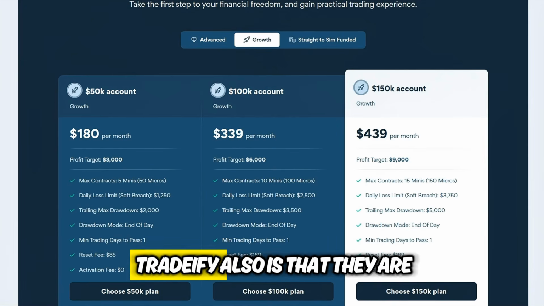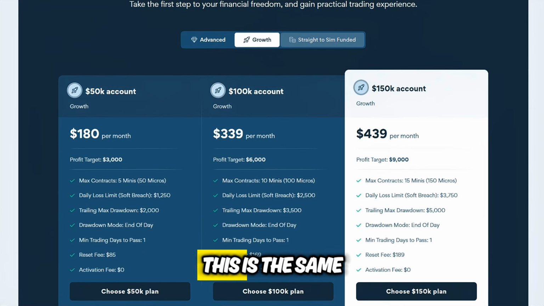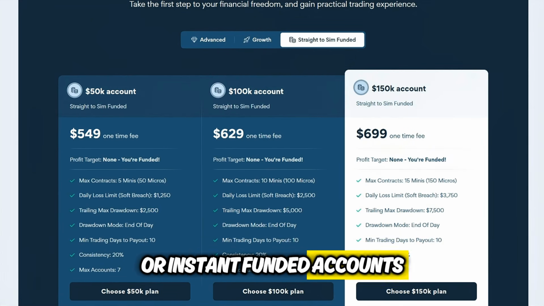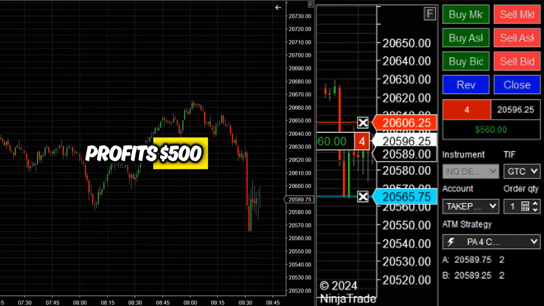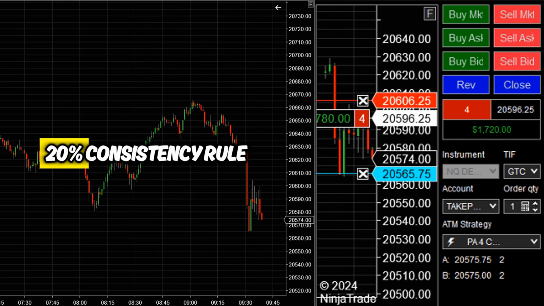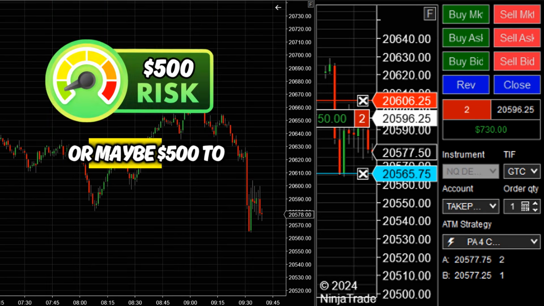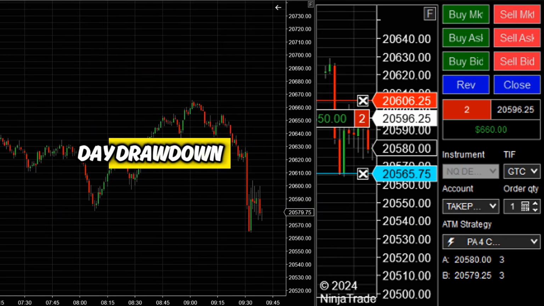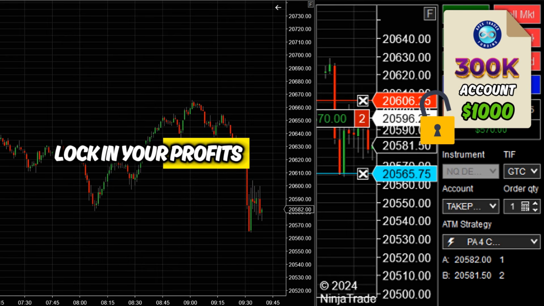The good thing about Tradeify also is that they have end of day drawdown. It's not trailing drawdown. This is the same for growth and also for straight to sim funded accounts or instant funded accounts. The reason I like that is because once you make profits on that day, let's say you make profits $500, $1,000, and if you want to make $1,500 to get to their 20% consistency rule, now you have $1,000 of profits to risk, or maybe $500 to risk to get to that $500, because it's end of day drawdown. Unlike firms like Apex, it's trailing drawdown, and if you don't lock in your profits, you can blow the account.